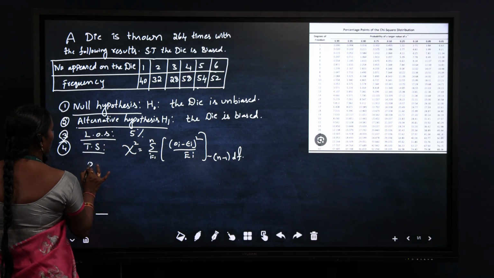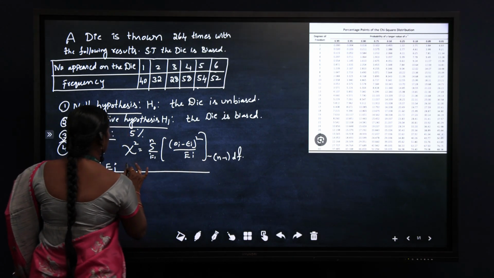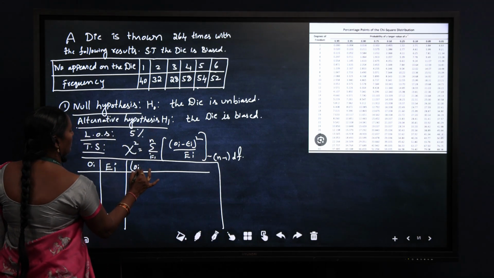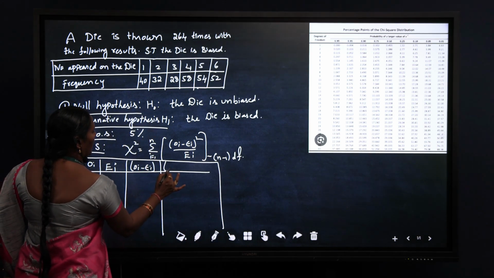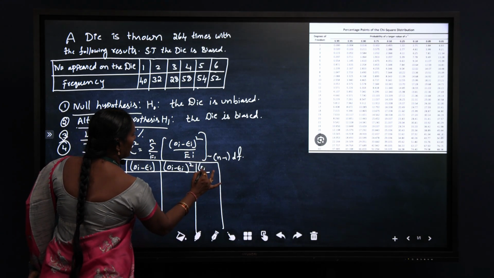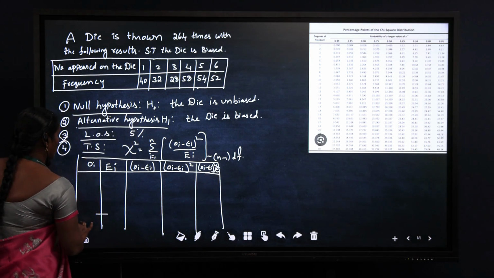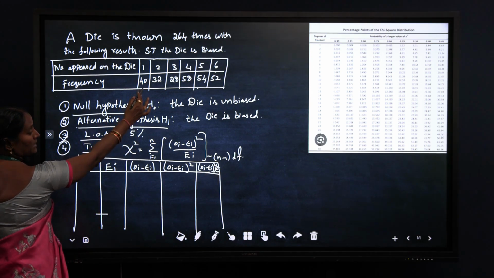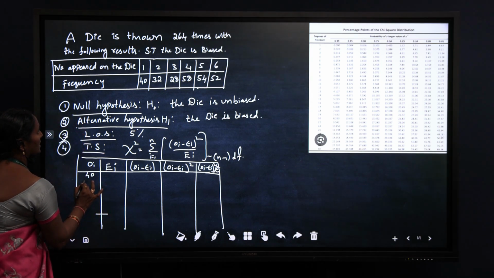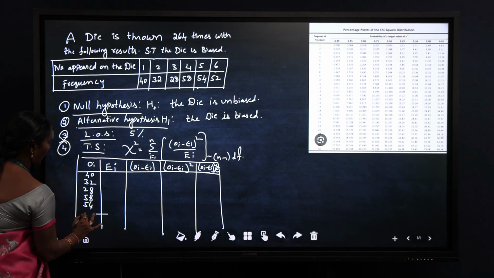Now we define the observed frequencies along with the expected frequencies. In order to carry out this analysis, we take a tabular form with columns Oi minus Ei, then (Oi minus Ei) whole square, and then (Oi minus Ei) whole square by Ei. The observed frequencies that we consider are 40, 32, 28, 58, 54 and 52.